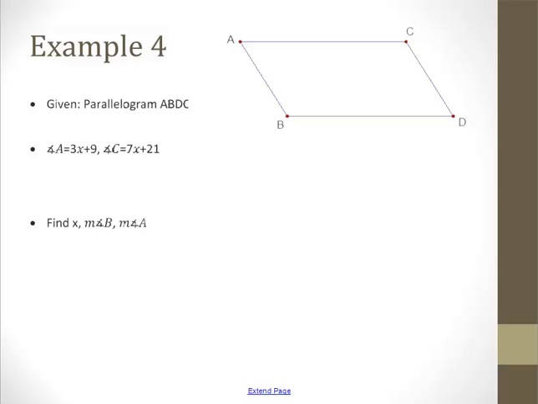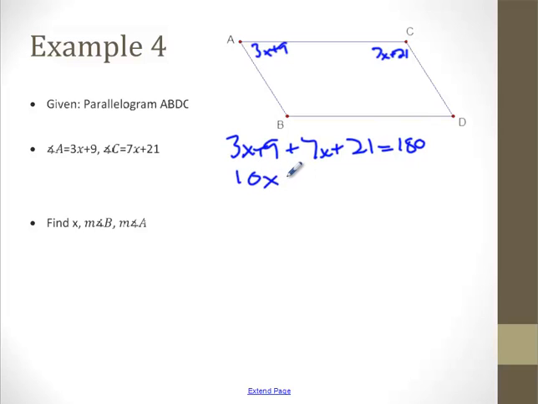Okay, similar setup, except we're given angle A is 3x plus 9, and we're given angle C is 7x plus 21. Now I know that those two are same side angles, so those two actually add up to 180. Combine like terms, 10x plus 30 equals 180. Subtract the 30. And when you solve for x, you get x is 15. So I already have x.